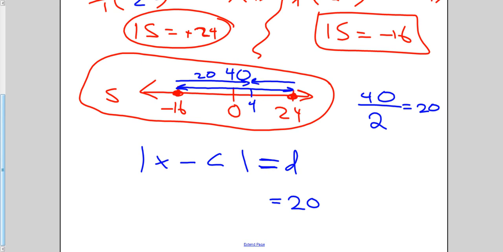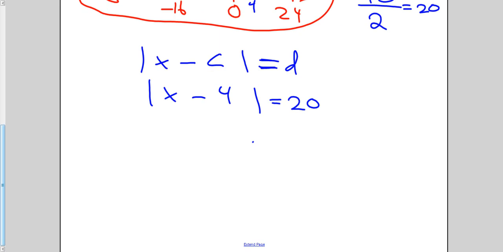And if I go 20 from positive 24, I end up at positive 4. So that means my central value is positive 4. But remember, I'm subtracting to find my distance. So I'm going to have x minus 4 for one part of my absolute value, and that's going to equal 20. And if I actually checked this, I would see that I have x minus 4 equals 20, which would be the positive direction. And then I have x minus 4 equals negative 20, which would be the negative direction.